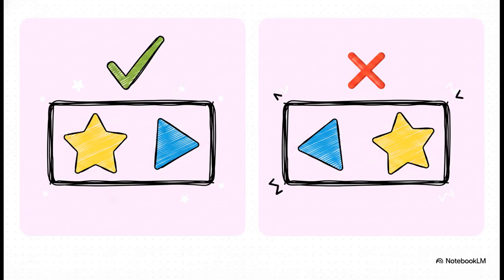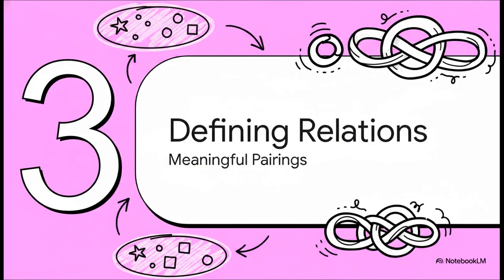So moving further down our funnel, let's look at what happens when we don't want every possible pairing, like in a Cartesian product, but only the pairings that share a specific, meaningful relationship. Step 3. Defining mathematical relations.